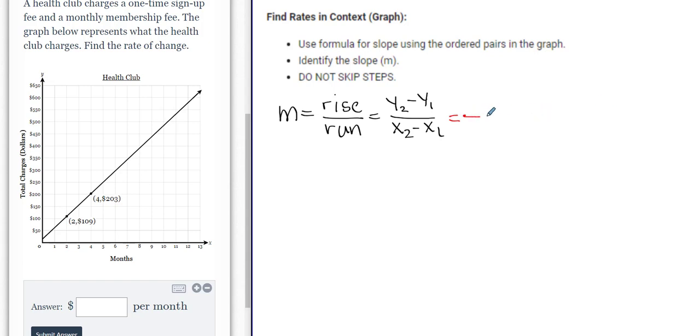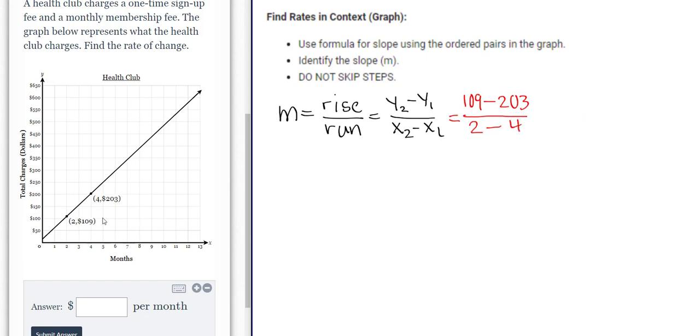So what I'm going to do is set up the formula, and I'm going to put my subtract signs in here. And now I'm going to have to take an xy ordered pair. Remember, the first value is x, the second value is y. So I'm going to put 109 on top over 2. Then my second y value is 203, and the x value is 4 because 4 goes with that one. So that's going to be 4.